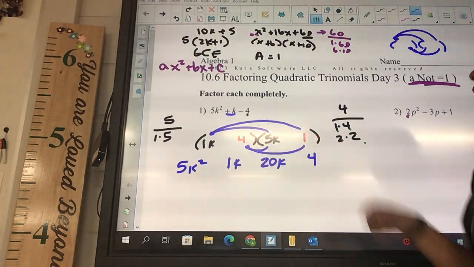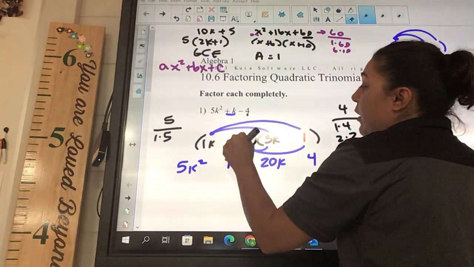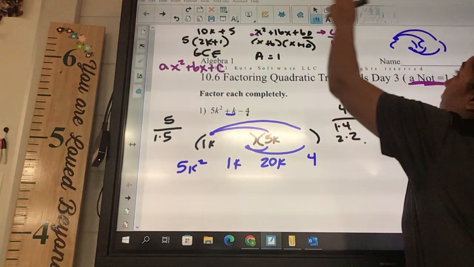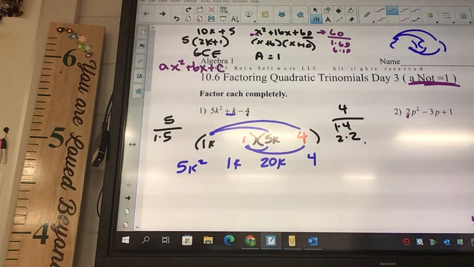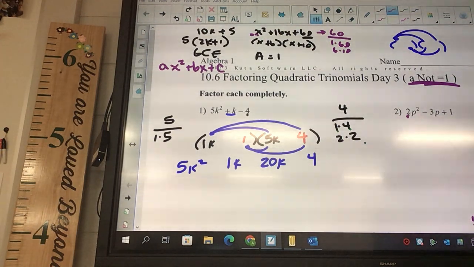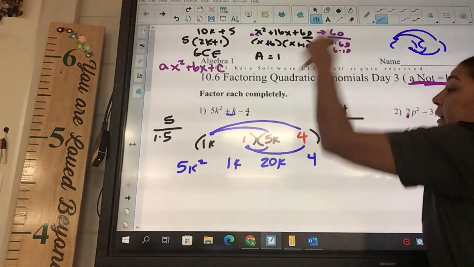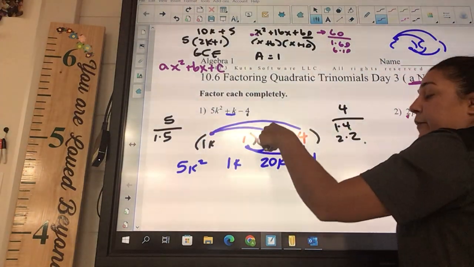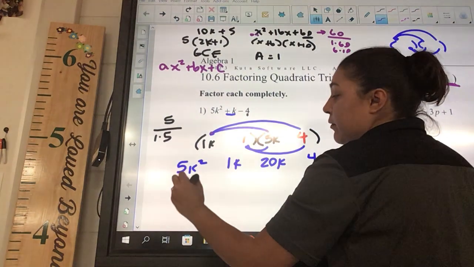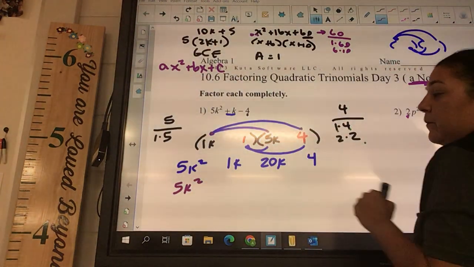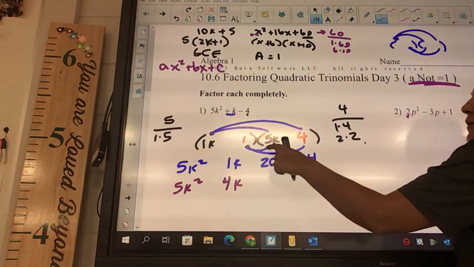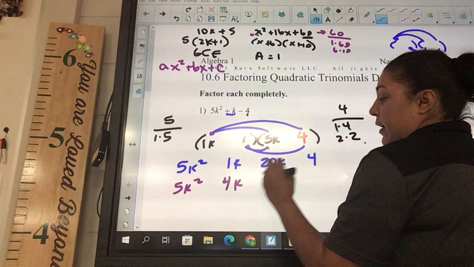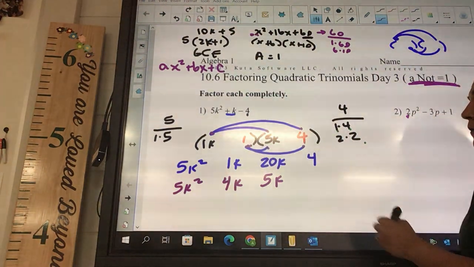Okay, so we tried 4 then 1, so we're going to try 1 and then 4 this time. Okay, and remember, I'm going the slow way on this one, so just bear with me. Okay, so we're going to change it to a 1, then a 4. Okay, and we're going to do this FOILing out method again. So 1 times 5, 5K2. 1 times 4, 4K. 1 times 5, 5K. And 1 times 4.